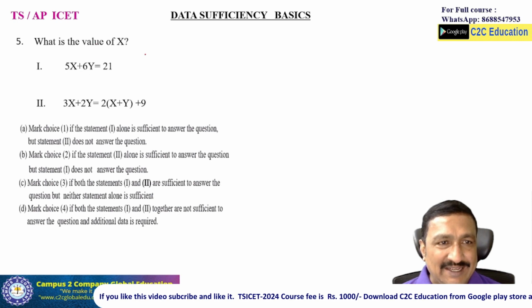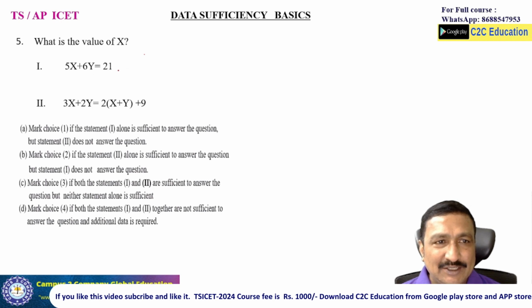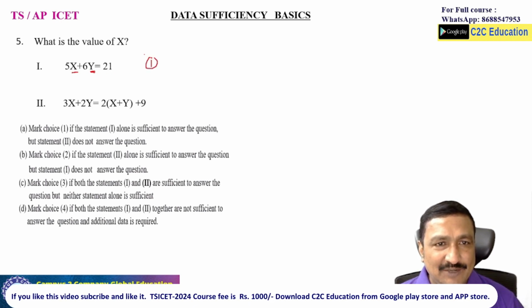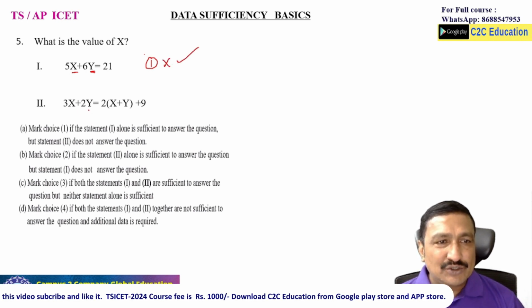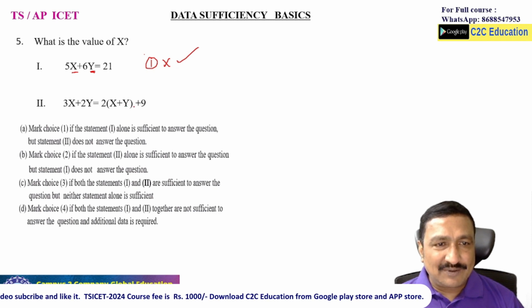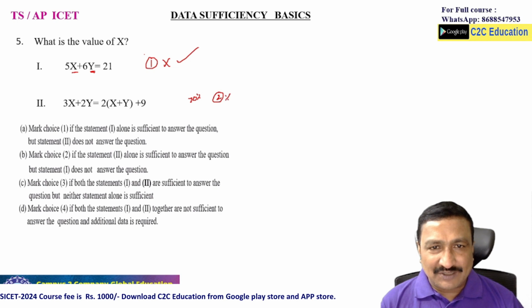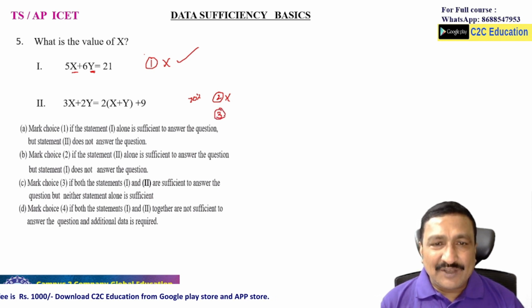What is the value of x? According to the previous concept, 5x + 6y = 21. Two variables, one equation, I cannot solve it. So the first statement is not sufficient. I am eliminating it. And in the second one, 3x + 2y = 2x + y + 9. Here also two variables, one equation. So 70% of students will keep the second option also not sufficient. Then they will combine the first and second statements and keep the answer as the third, which is wrong.